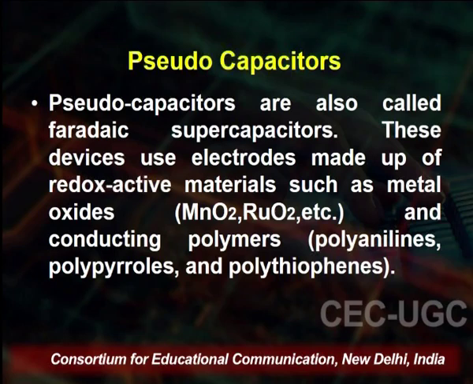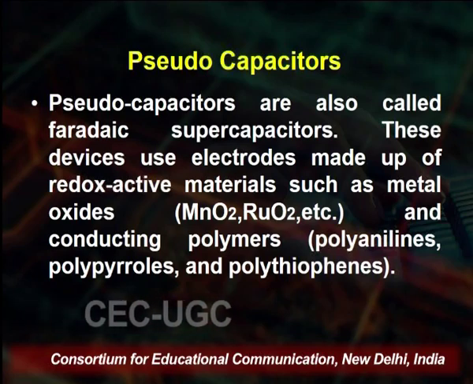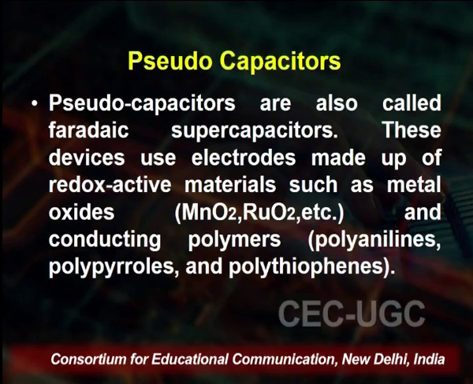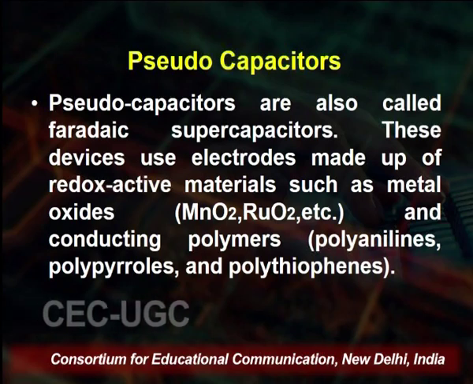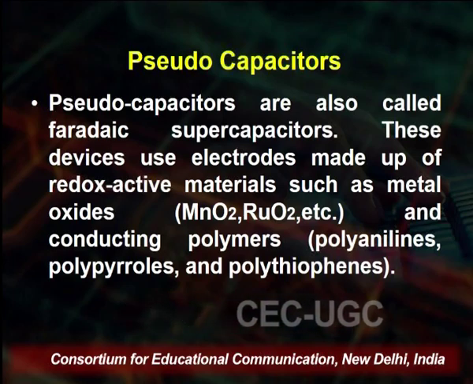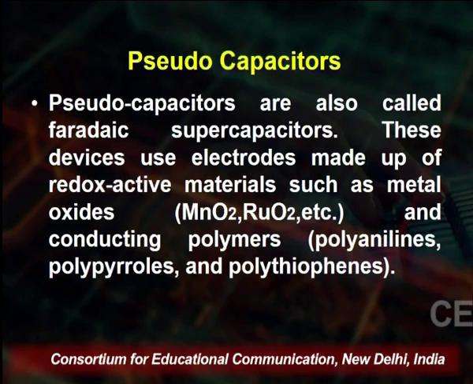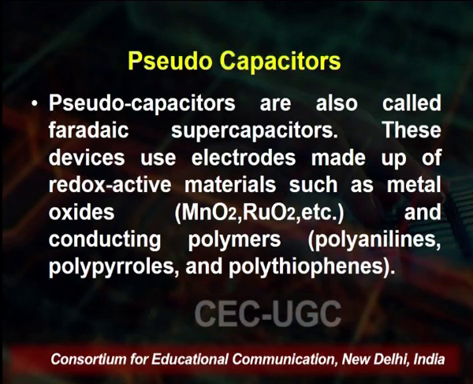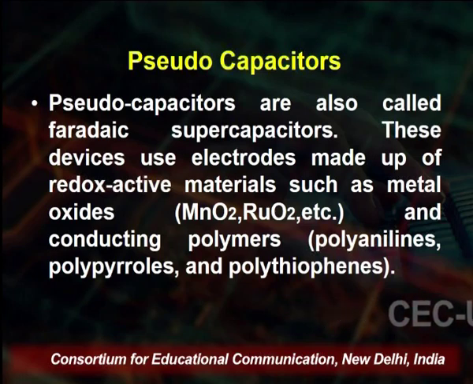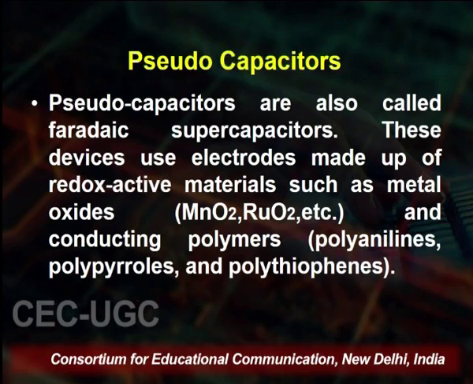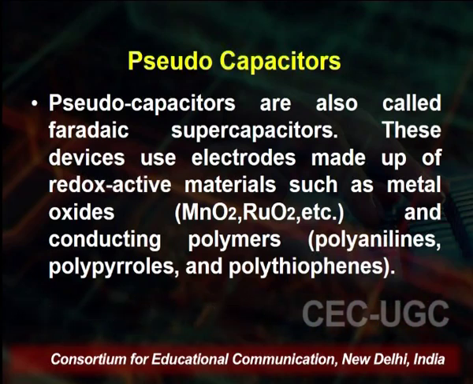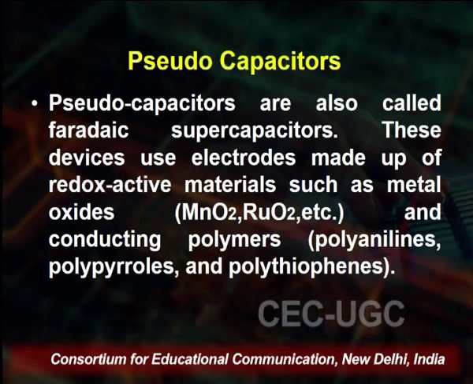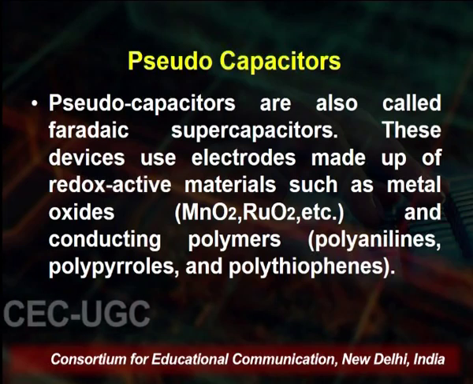Now, next is the pseudo capacitor. What is this pseudo capacitor? It is called the Faraday supercapacitor. This device uses electrodes made of redox active material. What are these? Basically it is metal oxides like MnO2, RuO2, etc. And conducting polymers we can also use for the development of pseudo capacitors. In the conducting polymers we can use polyaniline, polypyrrole and polythiophene. So, these types of polymers we can use for development of the pseudo capacitor.